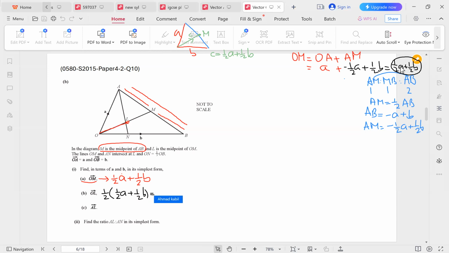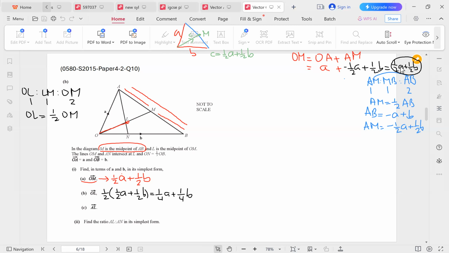And that would just give us quarter A plus quarter B. If you want to do it in the traditional way, you would say we want to go from O to L. And then you would do the ratio OL to LM to OM. Since L is the midpoint, we can say 1, 1, 2, and OL equals half OM. And then again, you substitute OM for the previous answer that we got in A, and you multiply by half, and you will get the same answer. So either you do it in the ratio way, or you just figure out that it's half of OM mentally.